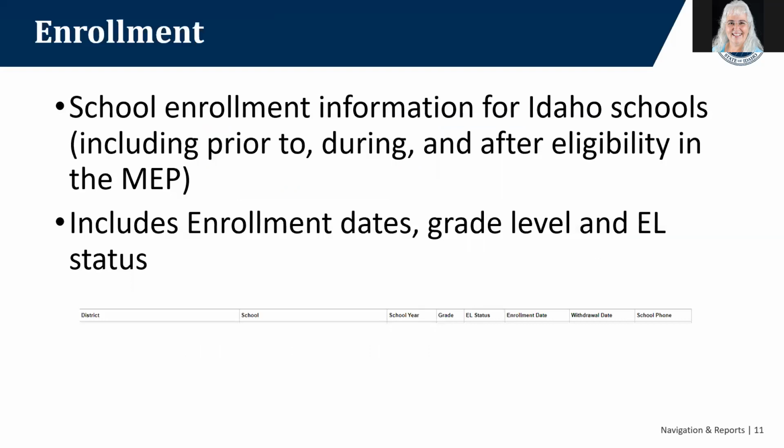Under the enrollment tab, you're going to see school enrollment information for Idaho schools, and this will include prior to, during, and after the student is eligible for the MEP. We gather that data on that student even from prior to when they were identified. It's all in our state system, and so anything that we have related to that student for assessments or enrollment will be included in MSIS once the student is identified as a migratory student. It includes enrollment dates, grade levels, and EL status. So there's a lot of good information on that screen.